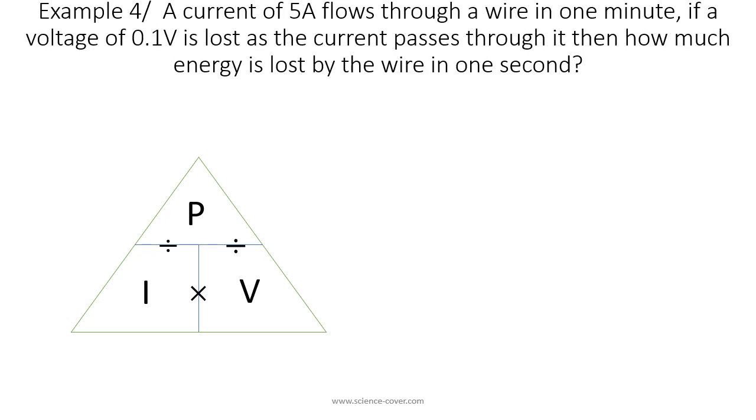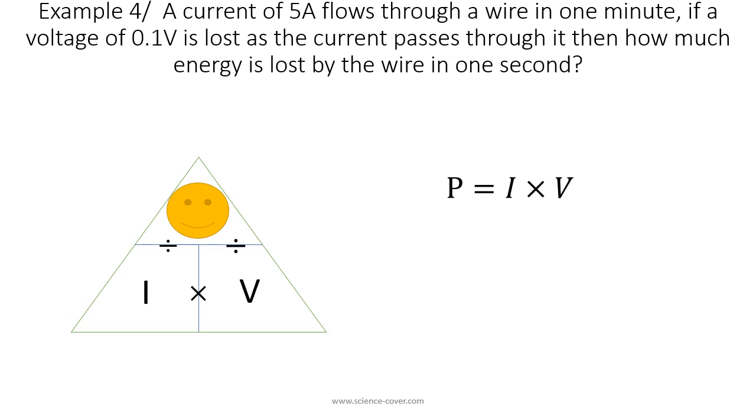Let's look at another example. A current of 5 amps flows through a wire in 1 minute. If a voltage of 0.1 volts is lost as the current passes through, then how much energy is lost by the wire in 1 second? So I want the energy per second, which is the power. To get the power, I've got to times voltage by current.